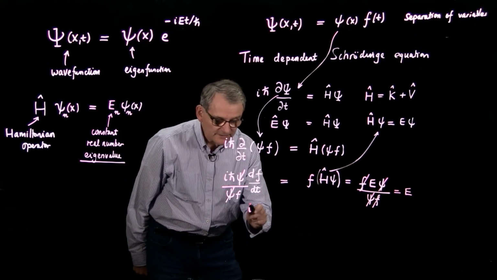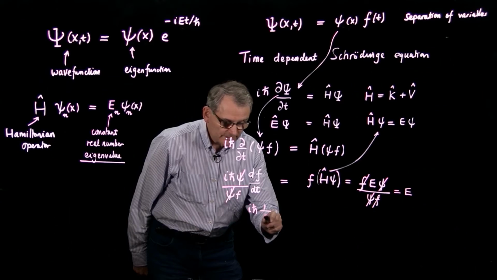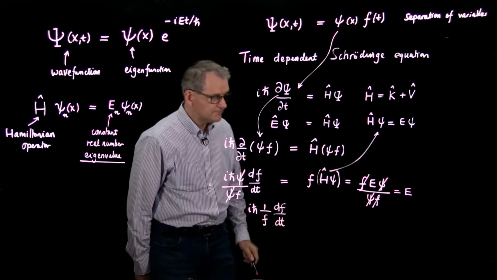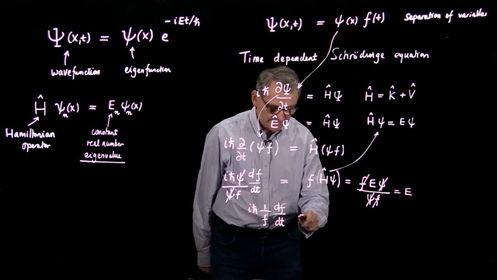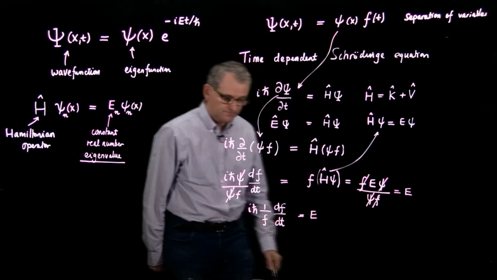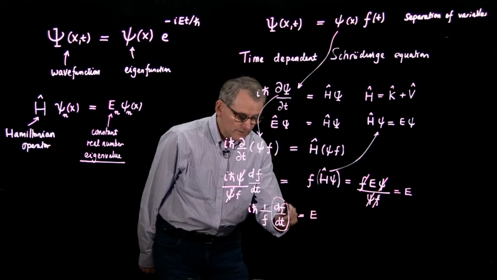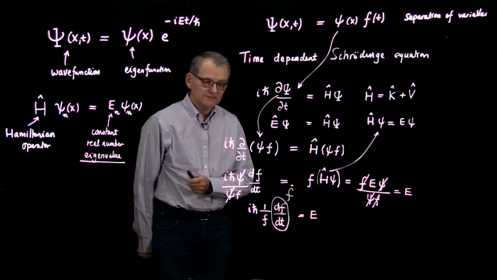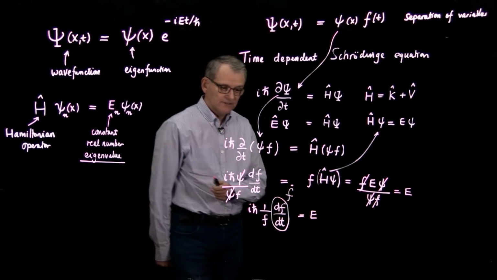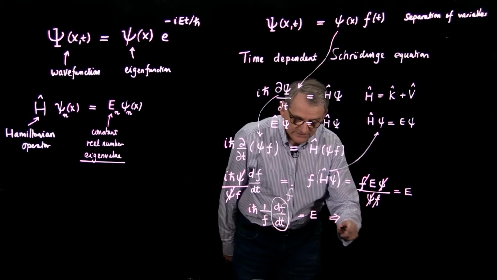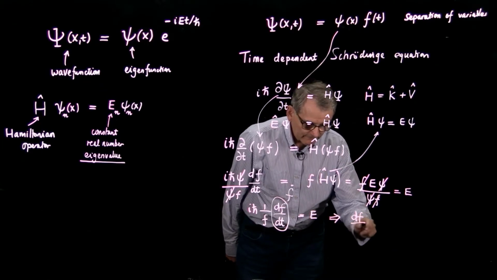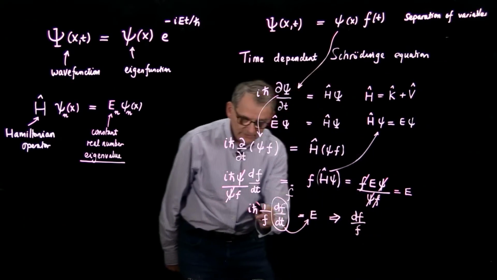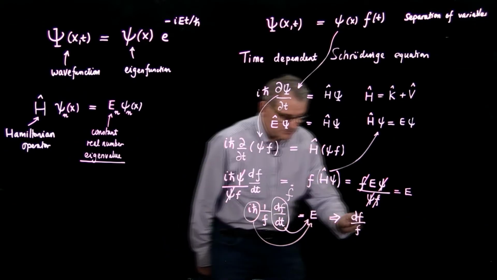So what I have here is i h bar times 1 on f times df/dt, and on the right-hand side, I have E. Now, I can also write this as f dot, but let's just leave this in its explicit form as df/dt. So if I rearrange this, you can see that I get df on f. So I'm going to move the dt to the right-hand side. I'm also going to divide through by this, and you'll see why in a second.